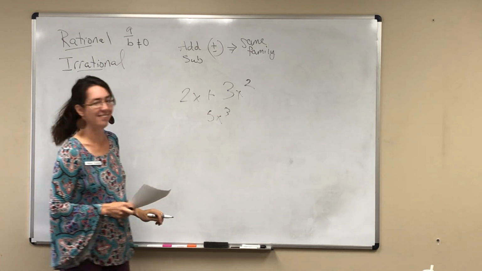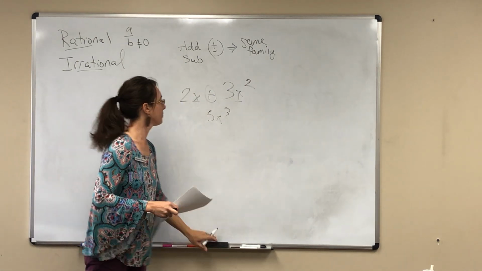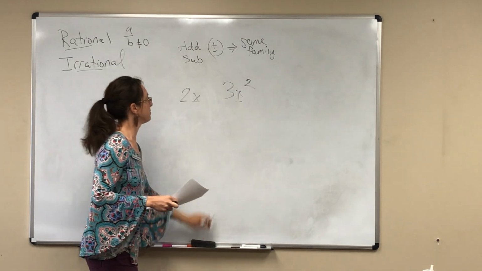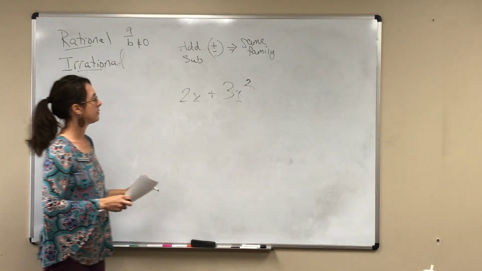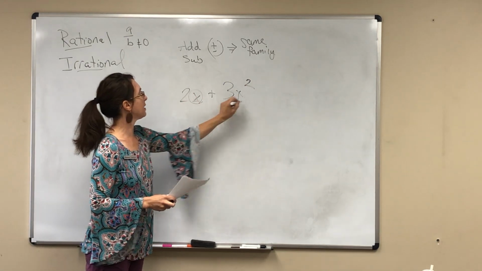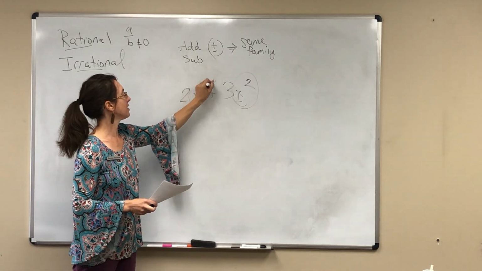5x cubed, right? Or 6x cubed. It's added. Why is it not 5x squared? Because the first one's not squared. Can't you just put it together? Because this is the X family and this is the X squared family. And we are adding and subtracting.